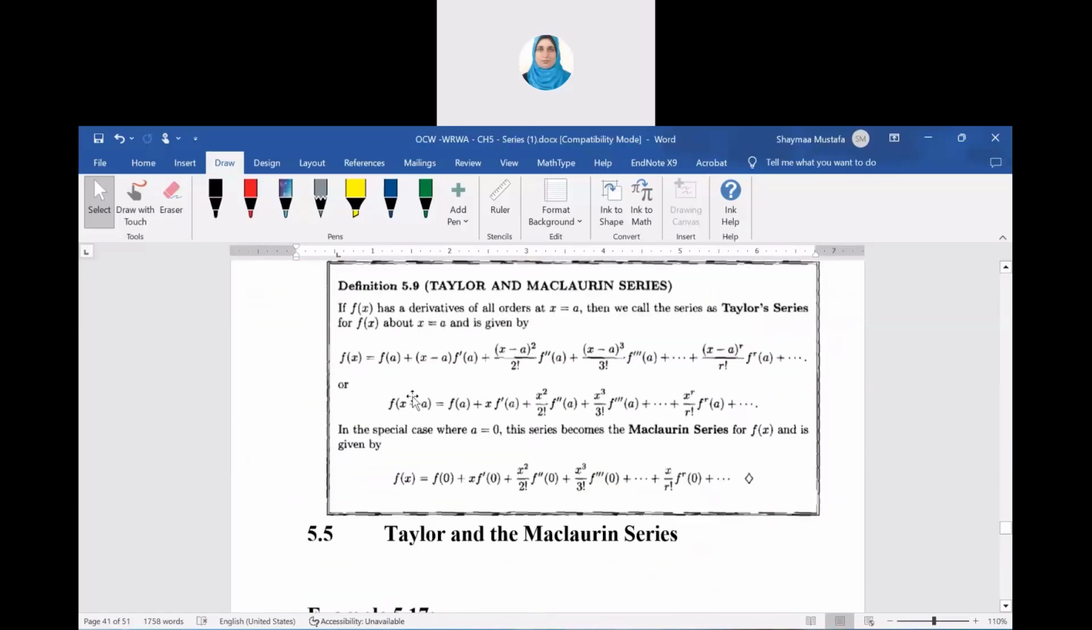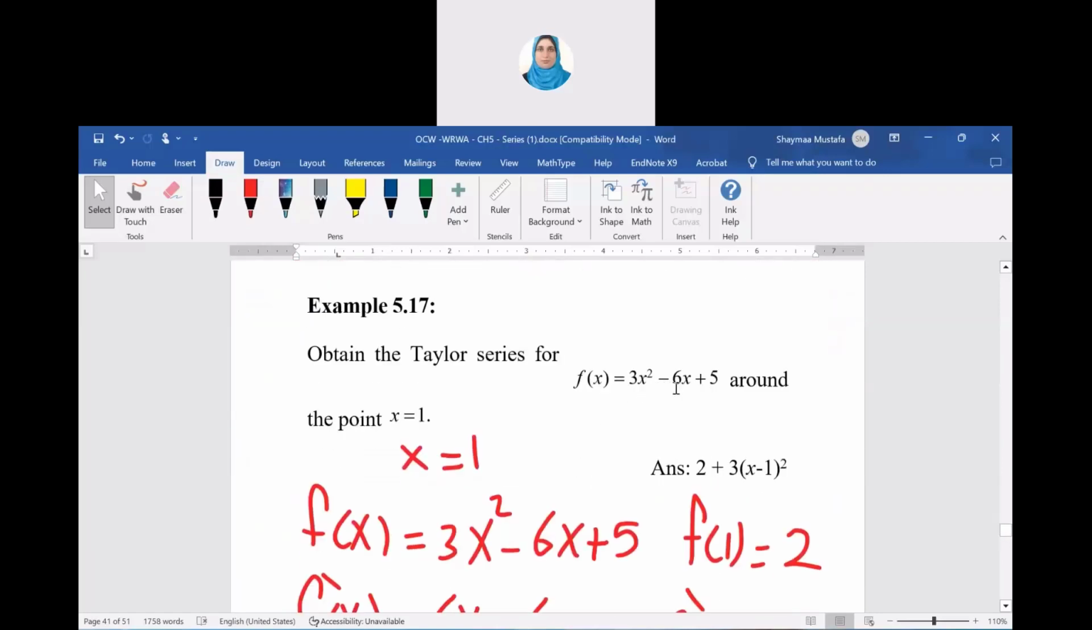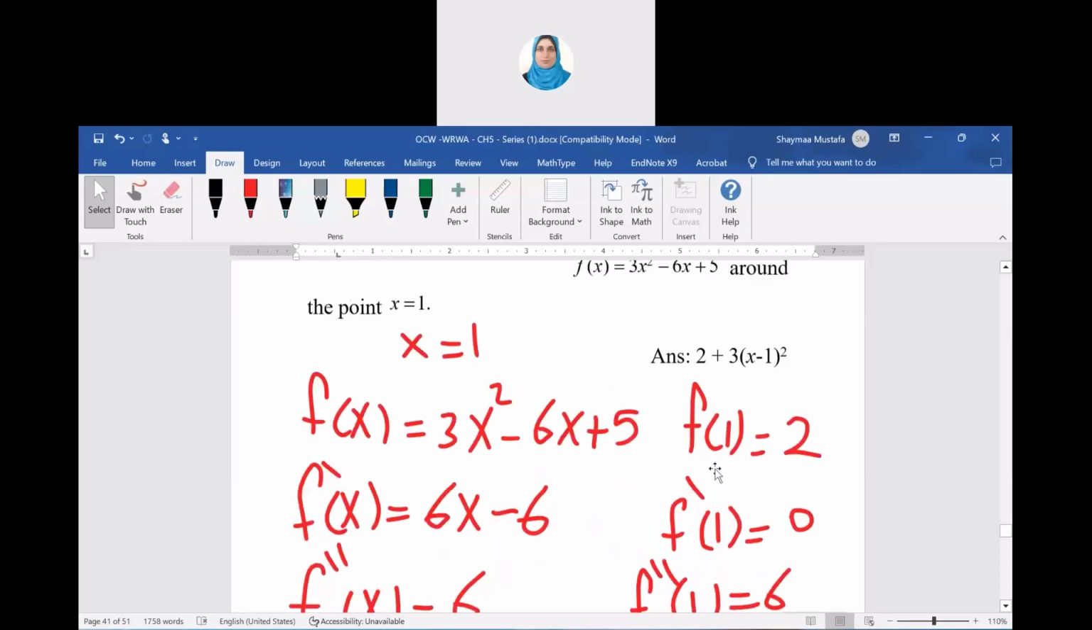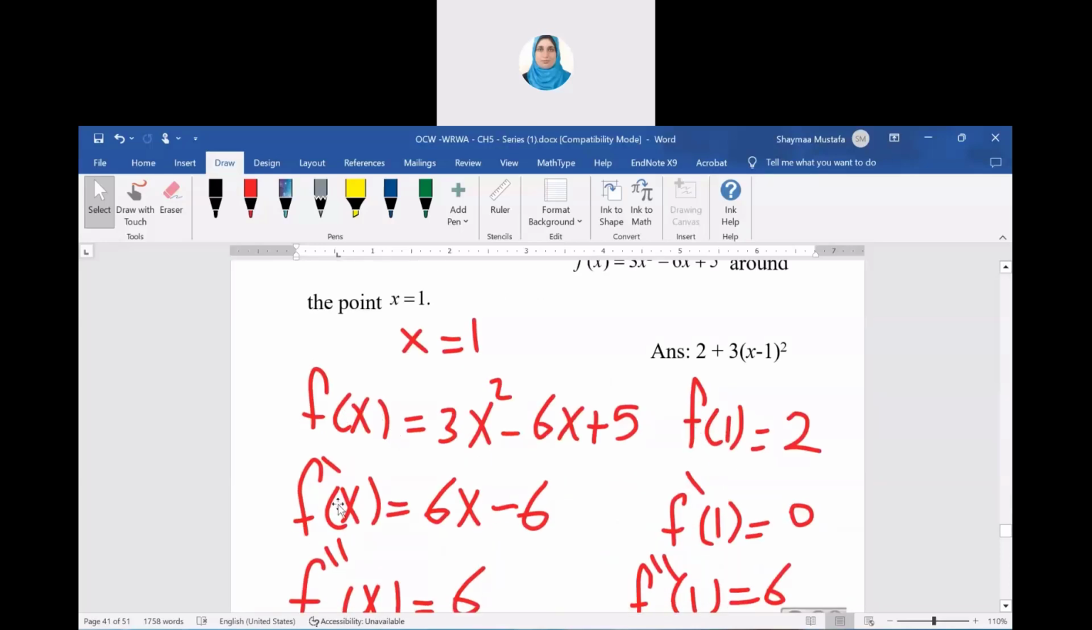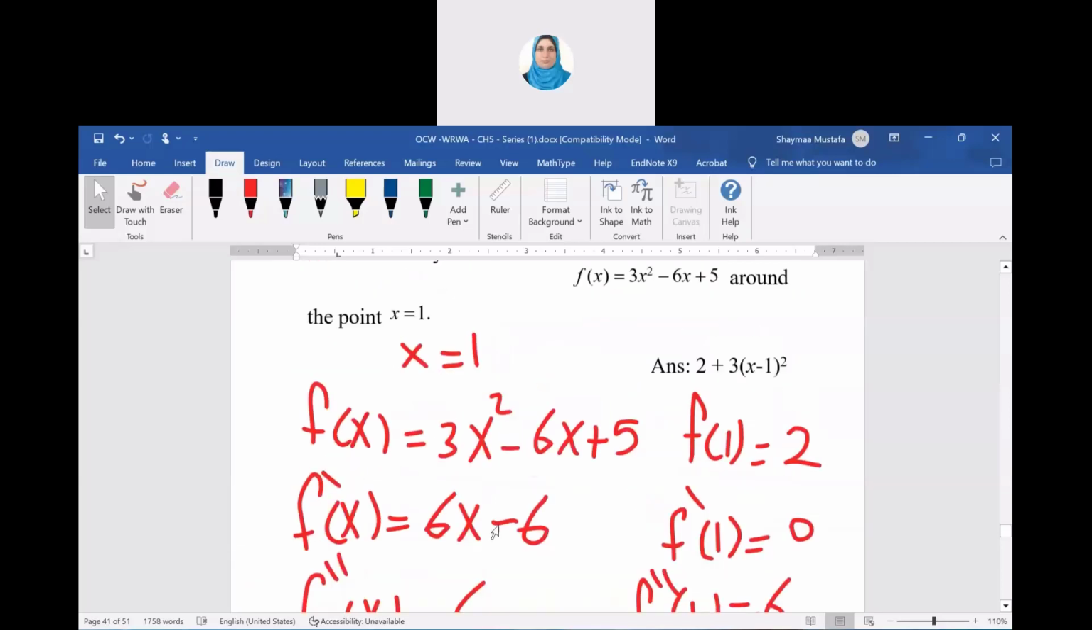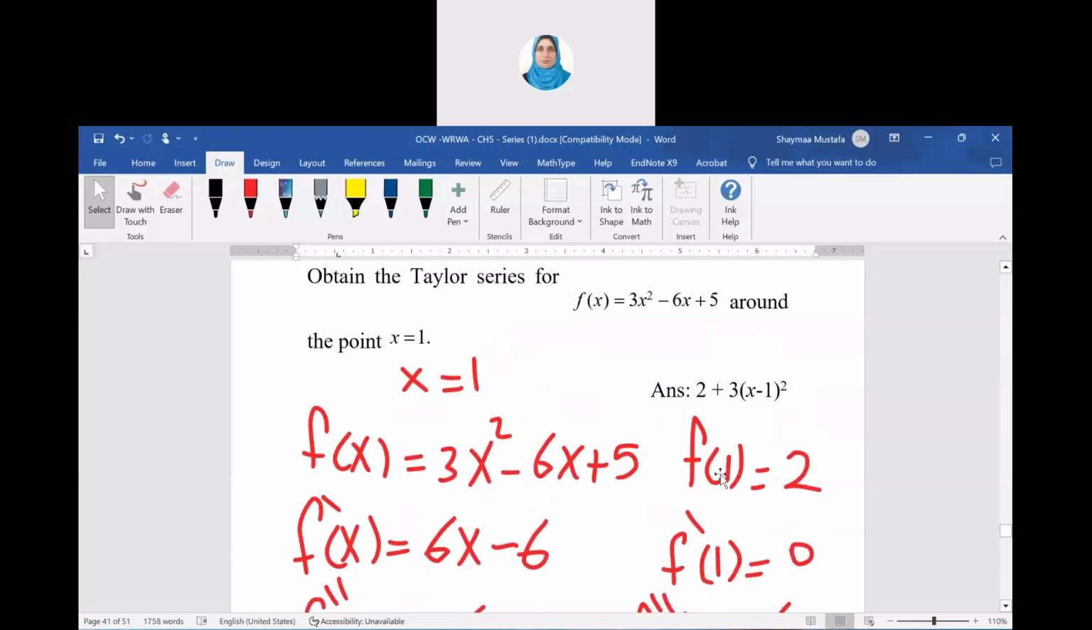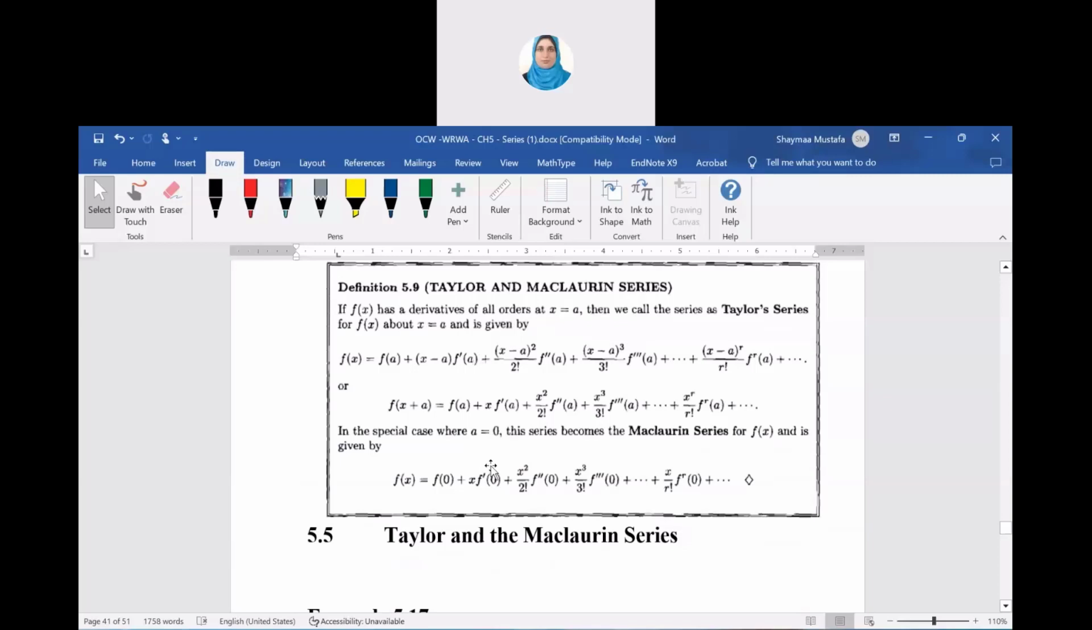the Taylor series of the function 3x squared minus 6x plus 5 around the point x equal to 1. If x equals 0, then it becomes the Maclaurin series. If x equals 2, then you need to replace 1 by 2. You need to calculate the function and its derivative, second derivative normally, but the point here, you substitute x equal 2 instead of x equal 1.